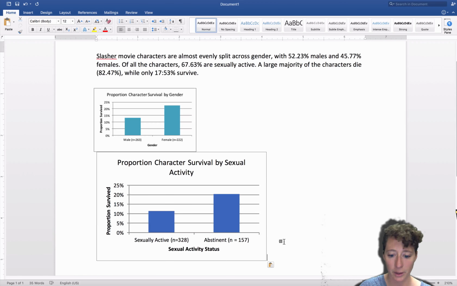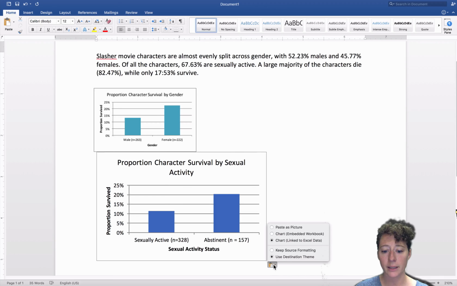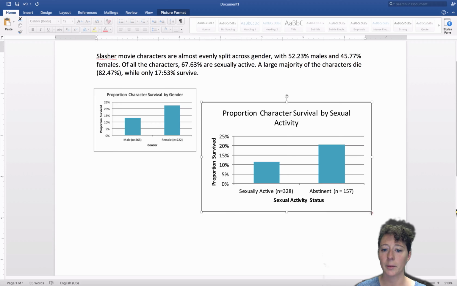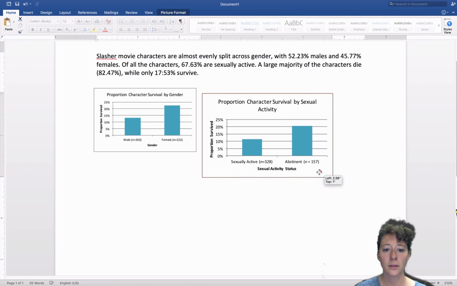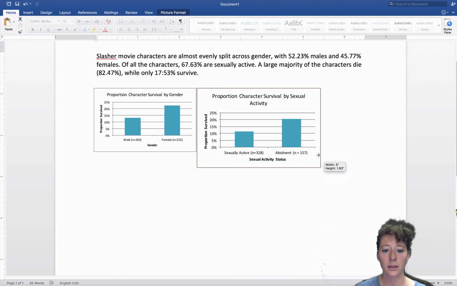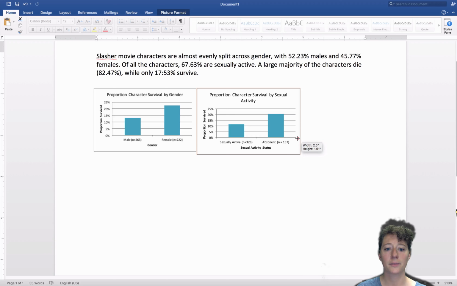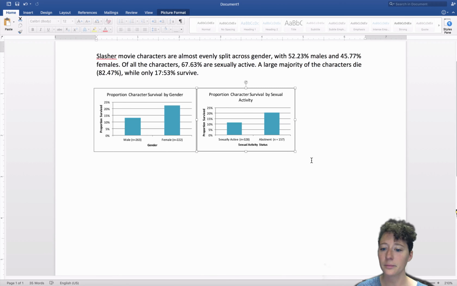If I think of it right afterwards, this little guy is asking, is there a different way that you want to paste it? And there is. I want to paste it as a picture. And again, I'm going to make that a little bit smaller. Maybe up there. Same size-ish.